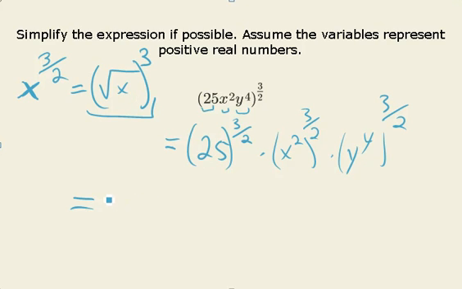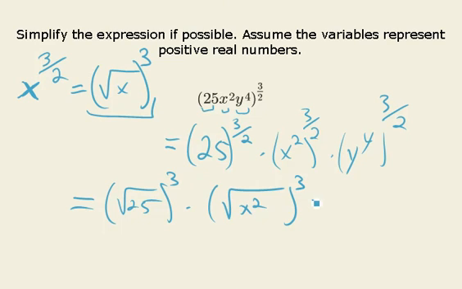So first off, I'll take a square root of 25 and then cube it. And then I'll take a square root of x squared and then I'll cube it. And then I'll take a square root of y to the 4th and then I'll cube it. All right. Square root of 25 is 5. Right? 5 is the thing that we square to give us 25, and then we cube it. Times, what do we have to square to give us x squared? Well, we square x.